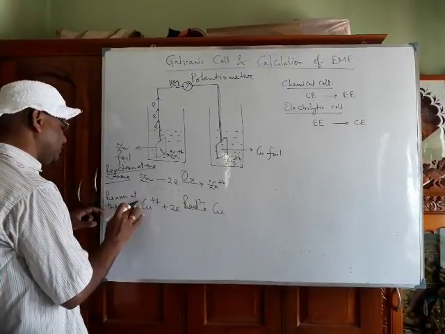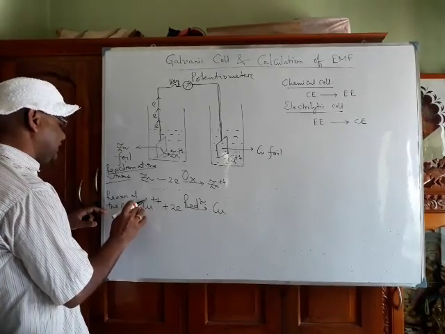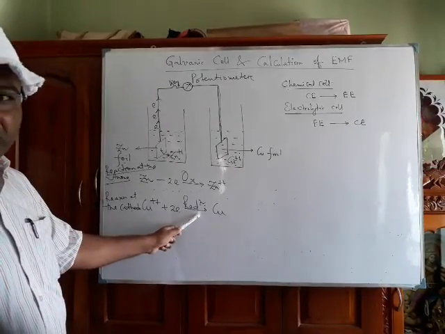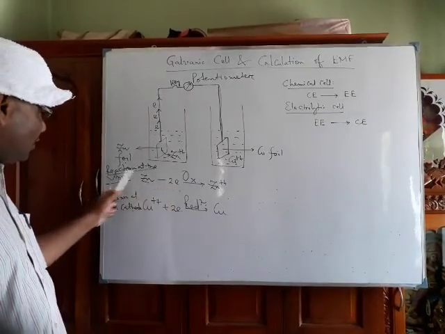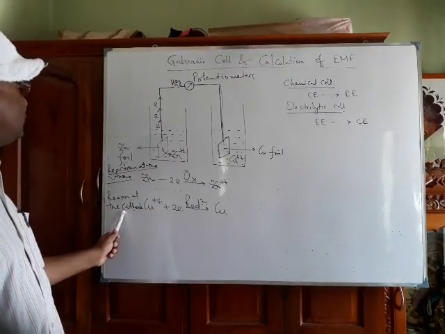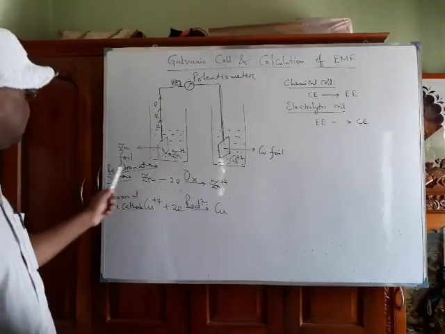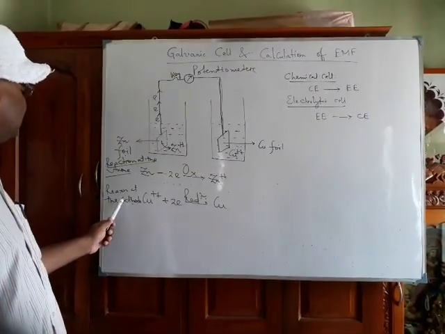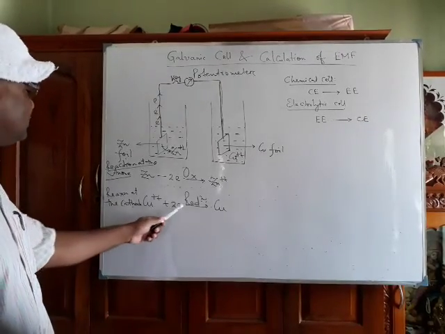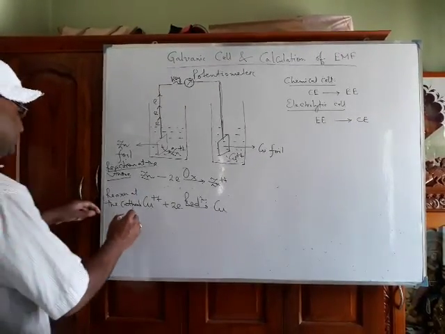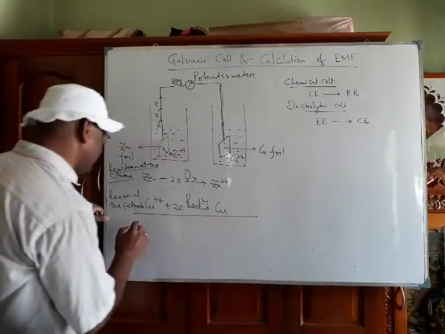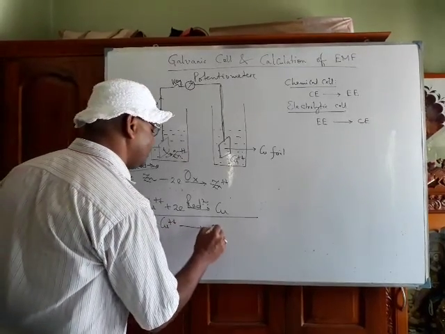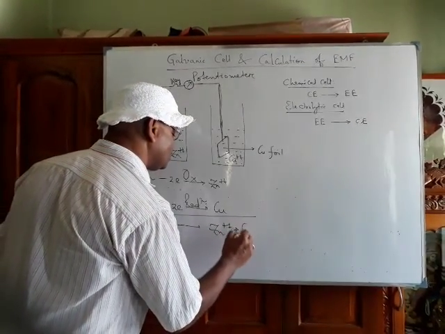So, very simple to remember: at the anode, oxidation is going on, and at the cathode, reduction is going on. Vowel at the vowel and consonant at the consonant. Oxidation, O, is happening at the anode, A; reduction, R, is occurring at the cathode, C. Anyway, the net reaction will be zinc plus copper ion forming zinc ion plus copper.